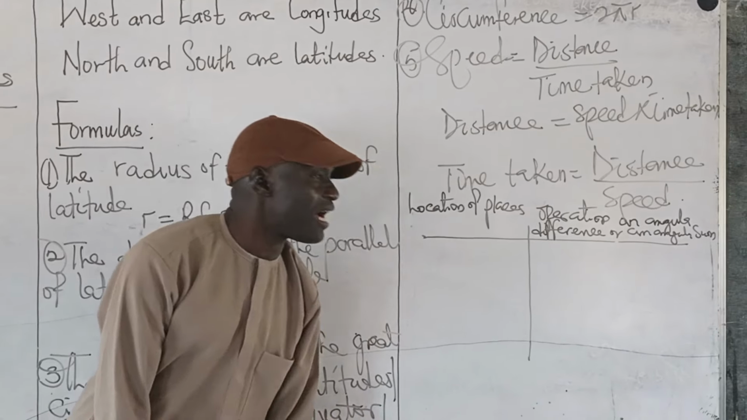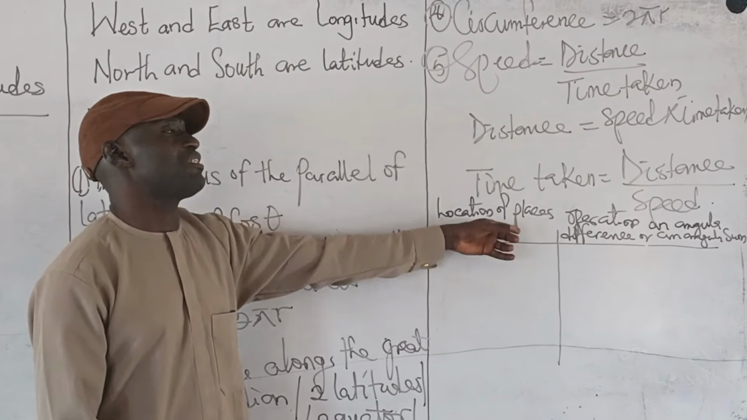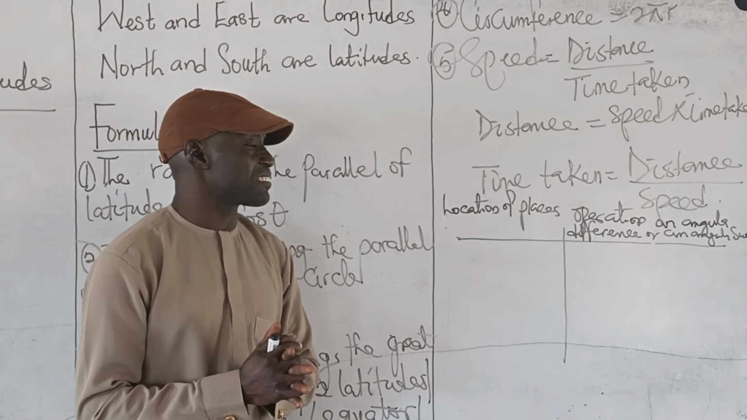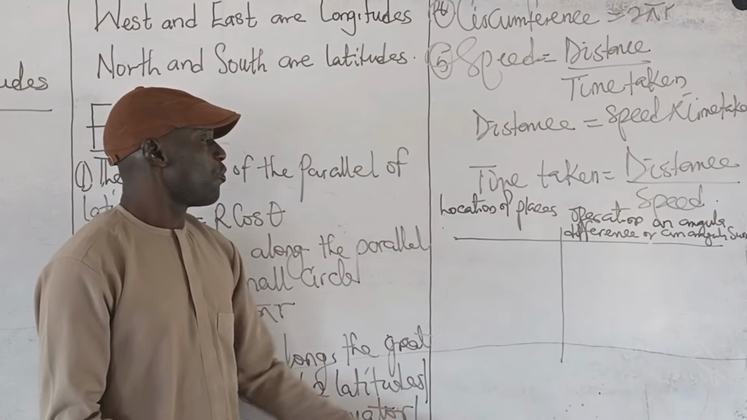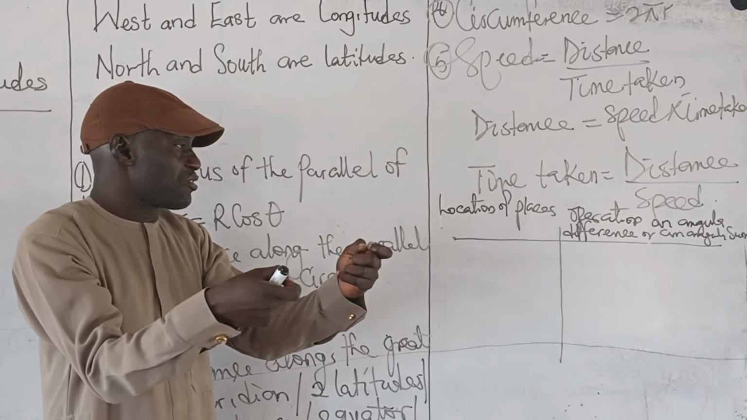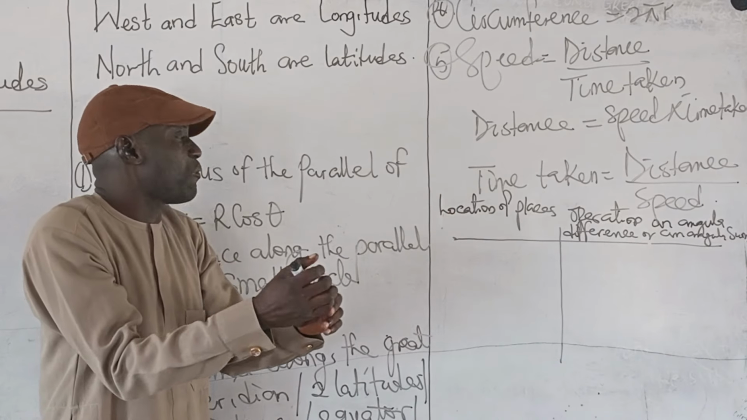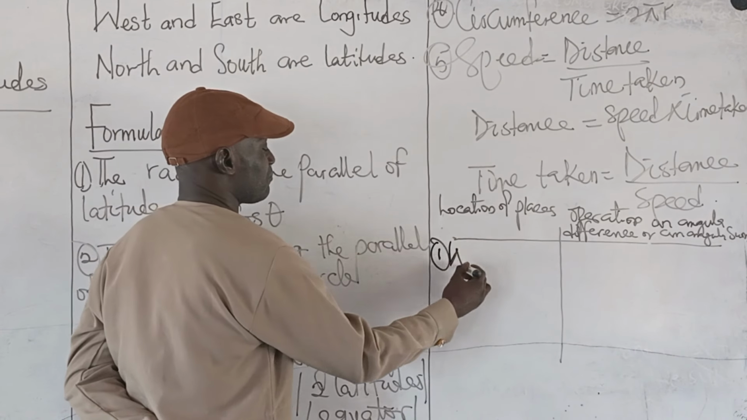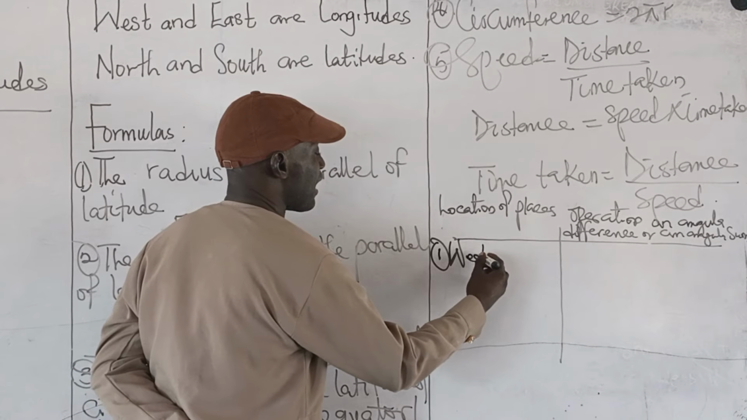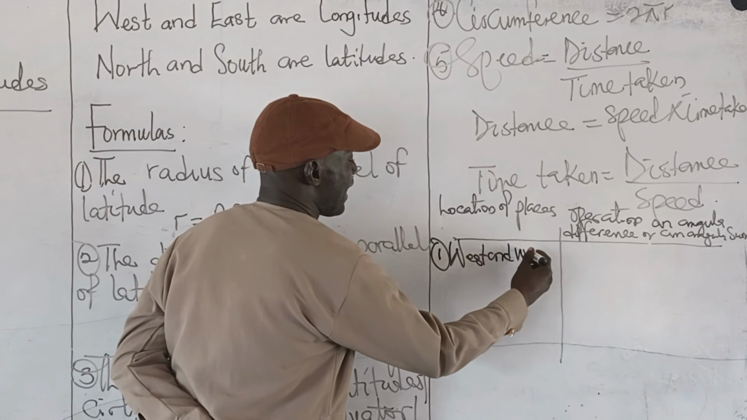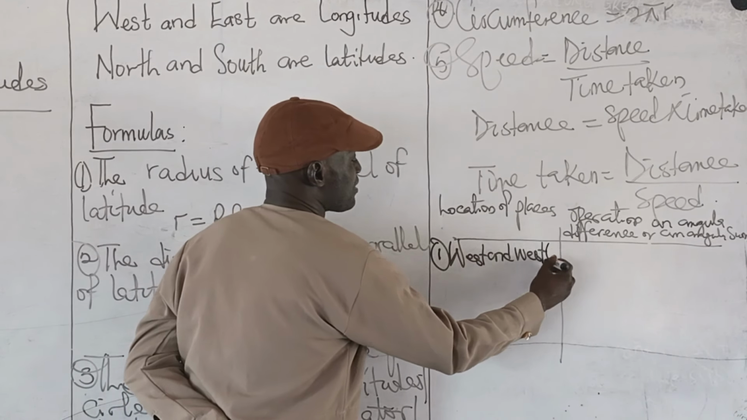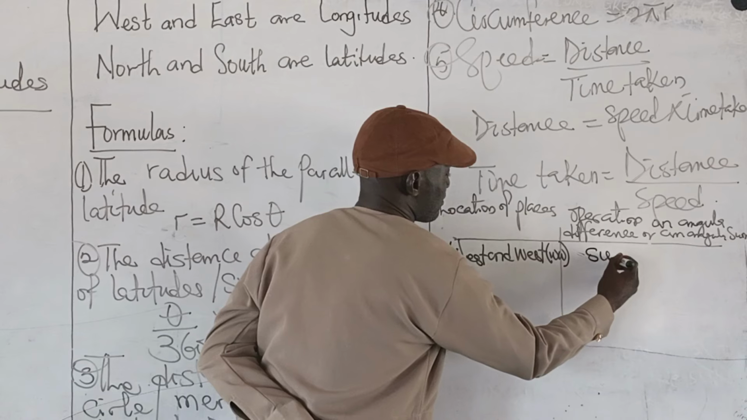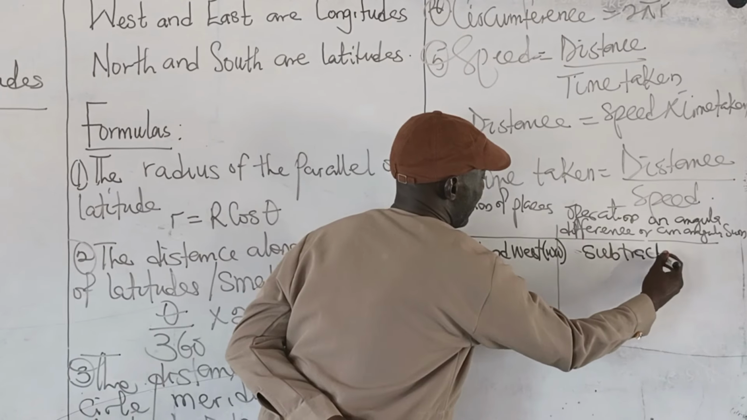In longitude and latitude, we have a time to add, and we also have a time to subtract. When we have the same locations, number 1, we have west and west, which is W and W. We have to subtract. I repeat myself.